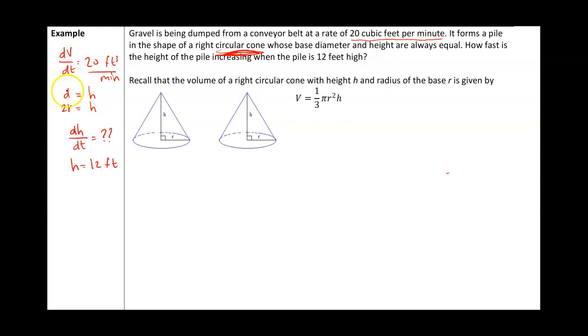Now the diameter, if you recall, is equal to 2 times the radius. And why do I need the radius? Because our formula has a radius in it, not the diameter. So I'm going to rewrite the diameter as 2r, so I can say 2r is equal to h. What am I looking for? How fast is the height of the pile increasing? So the rate of the change of height is going to be dH/dt. That's what I'm looking for. So when the height is 12 feet high, how fast is dH/dt?